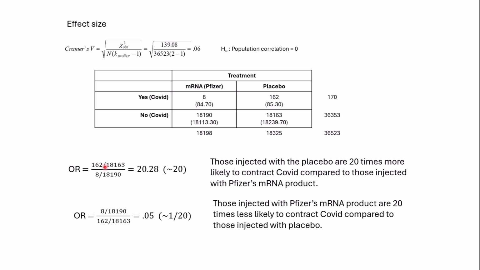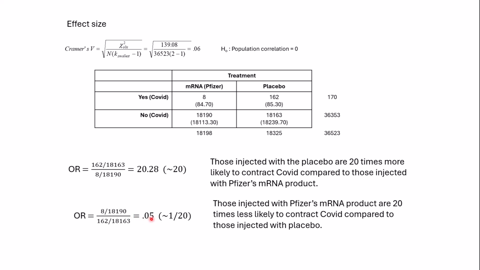So we start here: those injected with placebo are 20 times more likely to contract COVID. Again, I could actually just use the 162 because that's the top number there. So that's the outcome of getting COVID compared to those injected with the Pfizer mRNA product. Again, I said this is a bit arbitrary. I set this up, I could just flip that. So take these two numbers first and then put those over these two numbers.